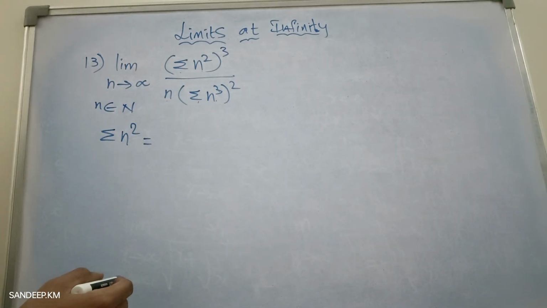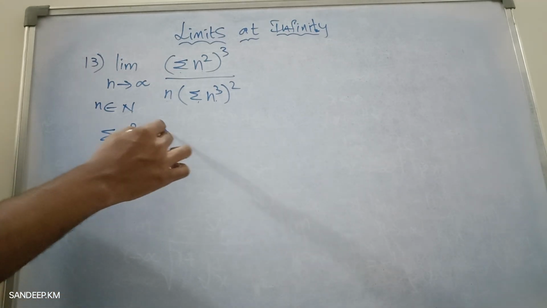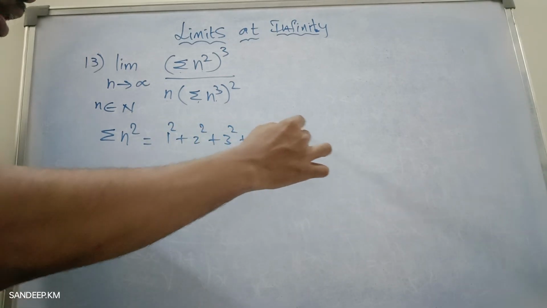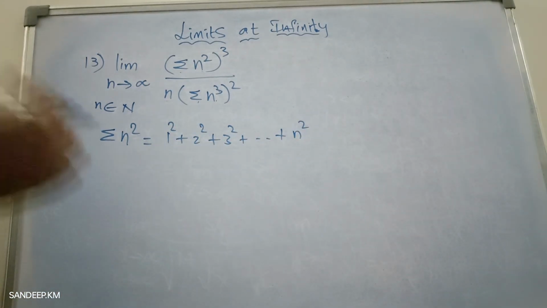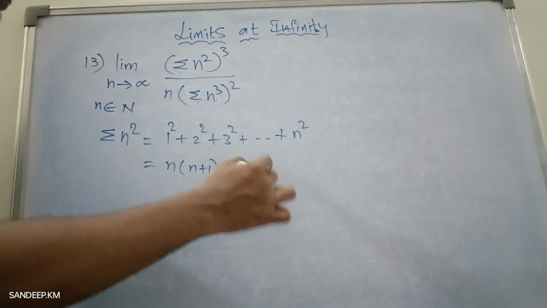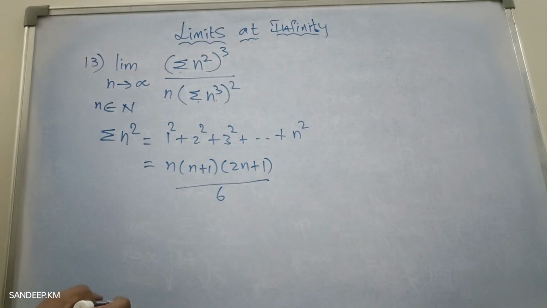Sum of the squares of first n natural numbers, which means sigma n square means 1 square plus 2 square plus 3 square and so on up to n square. And what is its formula? Do you remember the formula? It is n into n plus 1 into 2n plus 1 whole divided by 6.